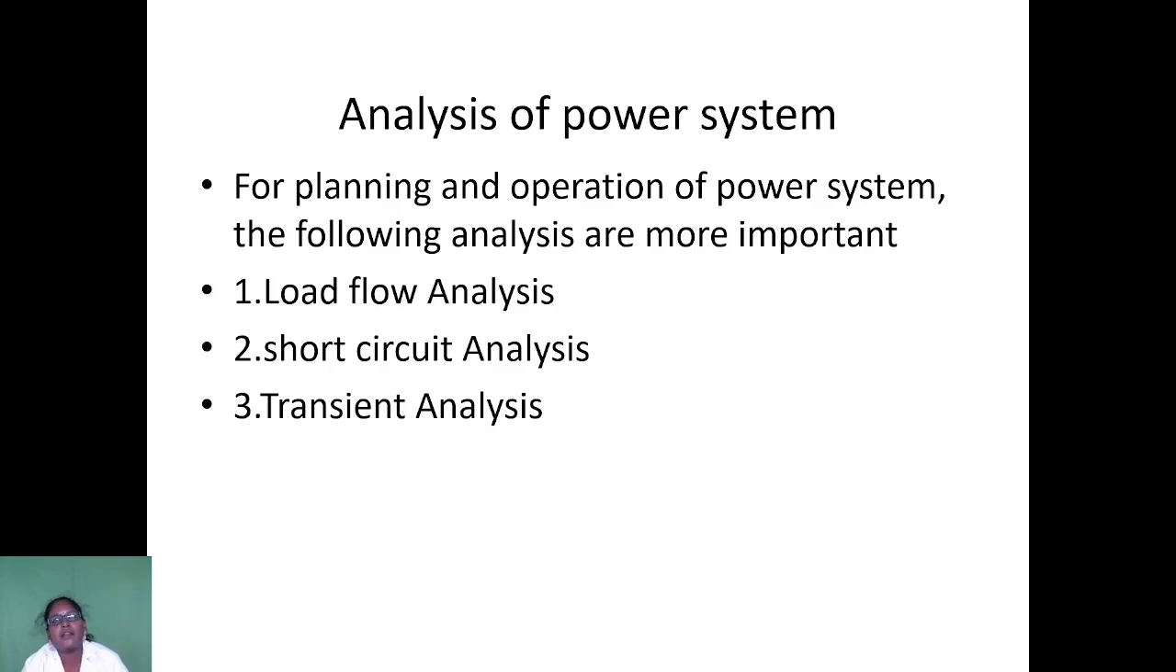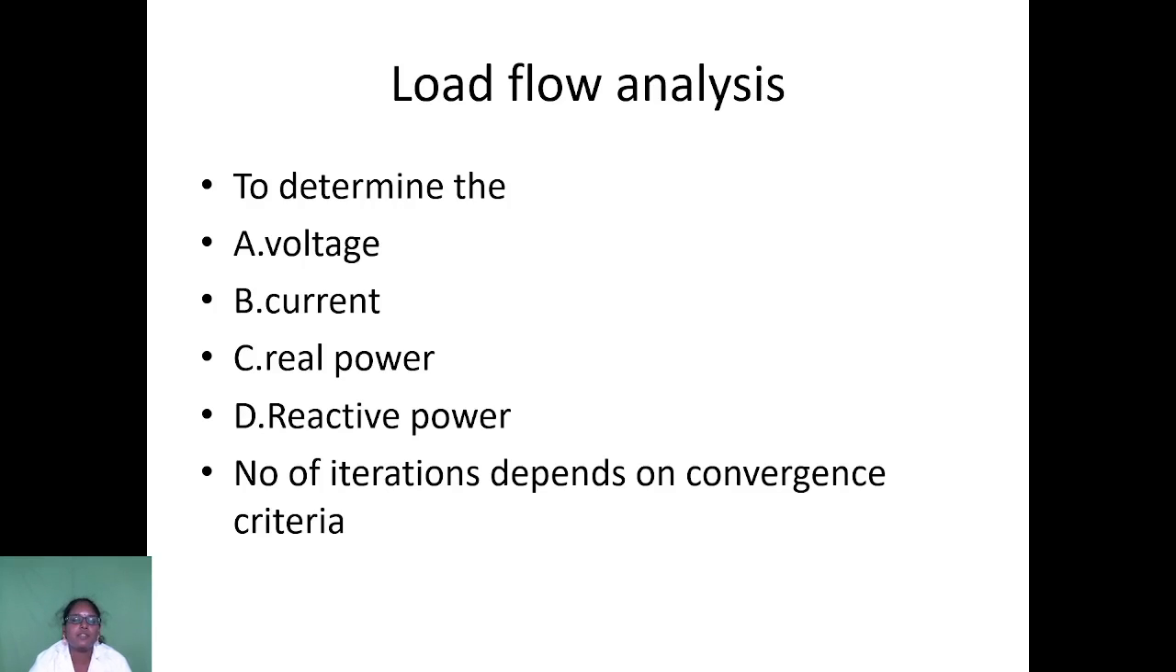Normally, standard power system analysis has three categories. One is load flow analysis, second is short circuit analysis, and third is transient analysis. Let's see the processes involved in these three methods. First is the load flow method. In load flow analysis, there are four quantities we have to calculate: first is voltage magnitude, second is current, third is real power, and fourth is reactive power.